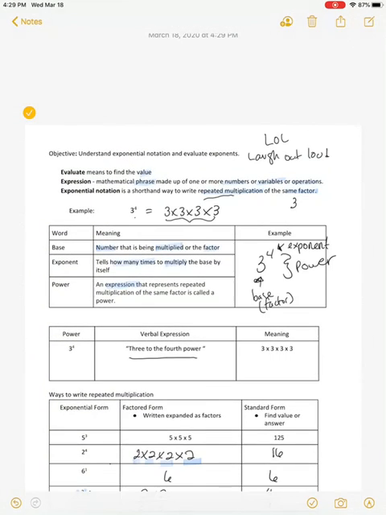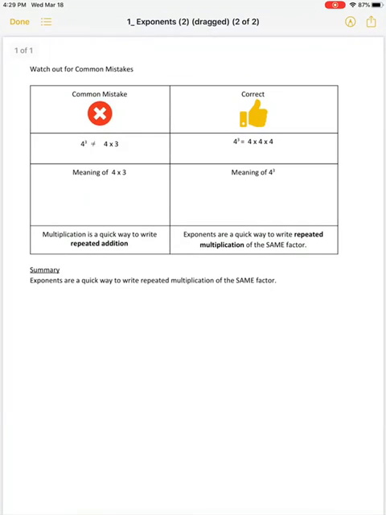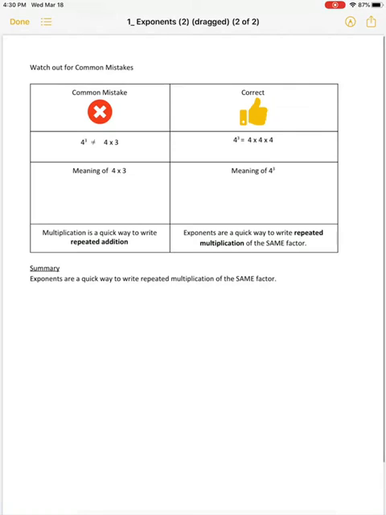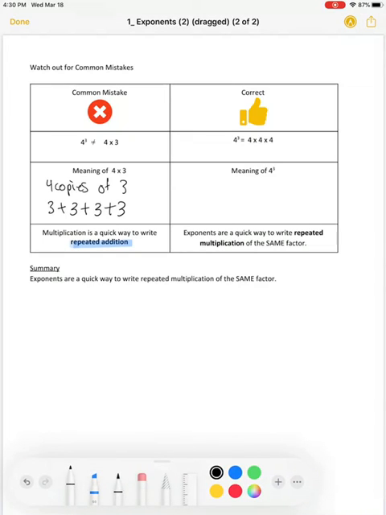Now, moving along here. Common errors to watch out for. The number one mistake my students make is they think that 4 to the third power is equivalent to 4 times 3. And it's not, because if we go back to elementary school, the meaning of 4 times 3 is 4 copies of 3. So that means 3 plus 3 plus 3 plus 3. This is repeated addition, which is very different than exponents, which says 4 to the third power means 4 times 4 times 4.